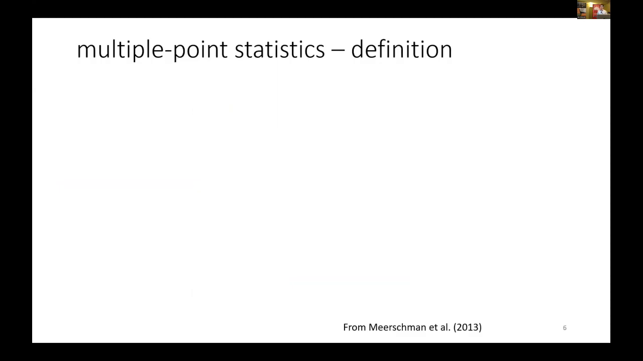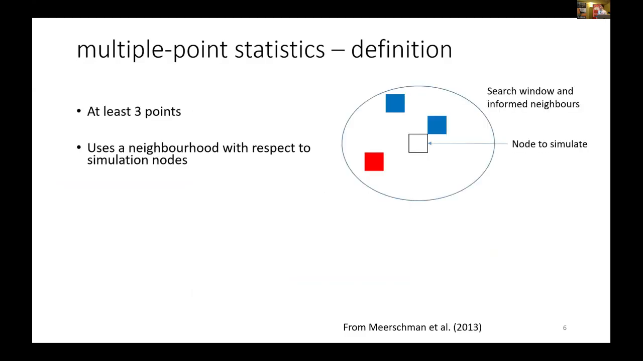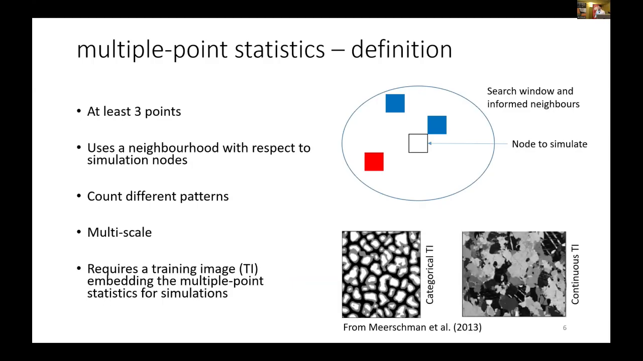Typically by looking at multiple point statistics, so considering at least 3 points that are usually used in a neighborhood, connected to some kind of simulation node, and we can count the different patterns that can be formed, and we can look at multiple scales.